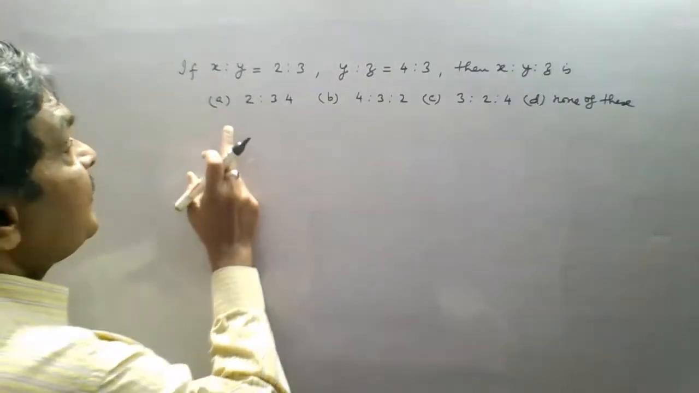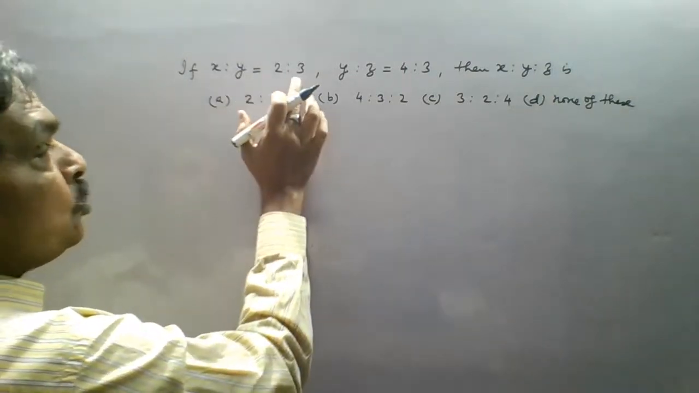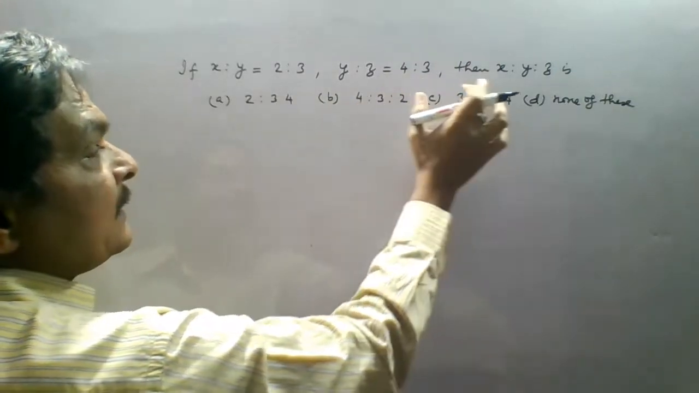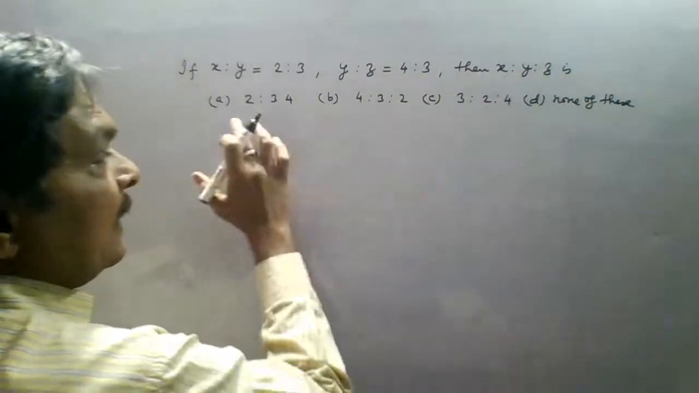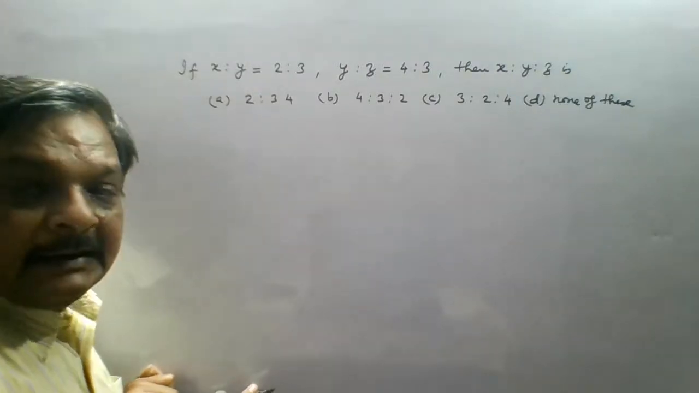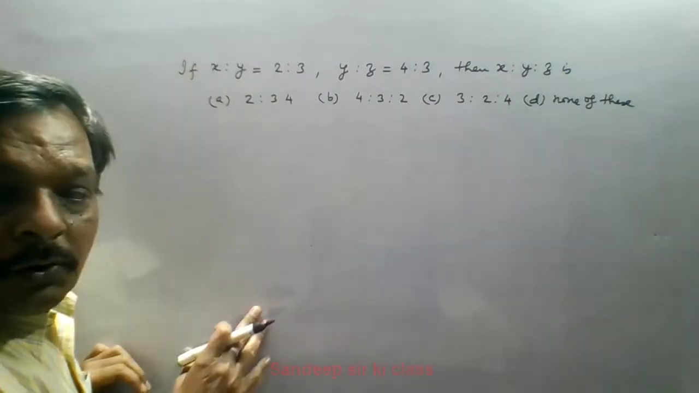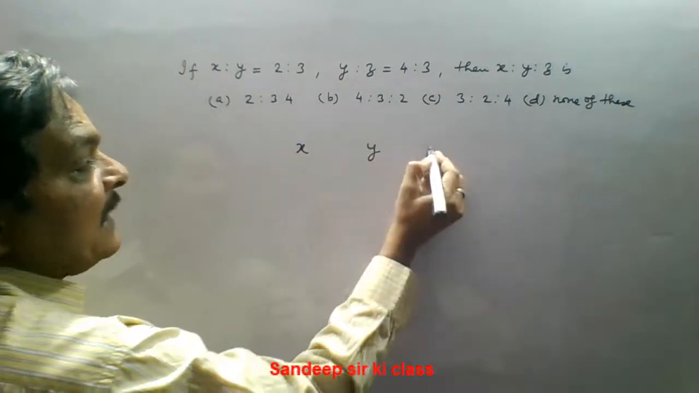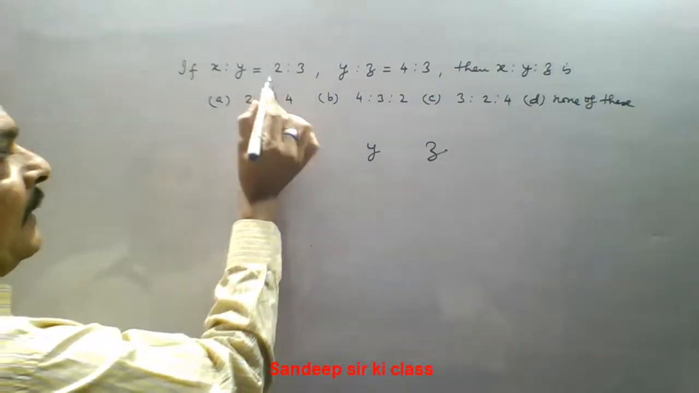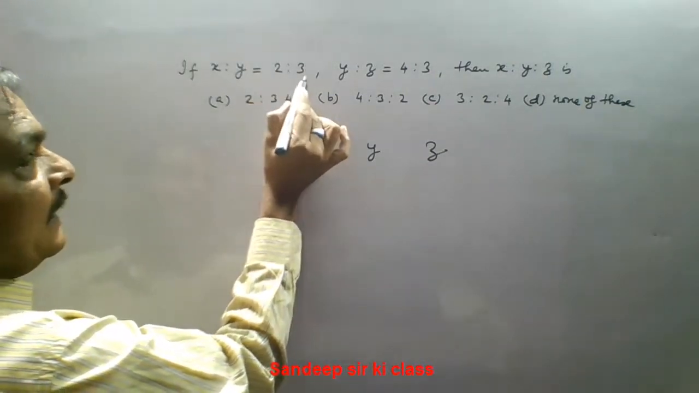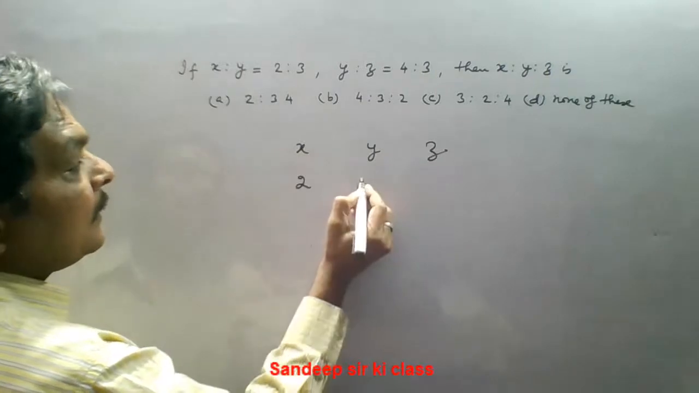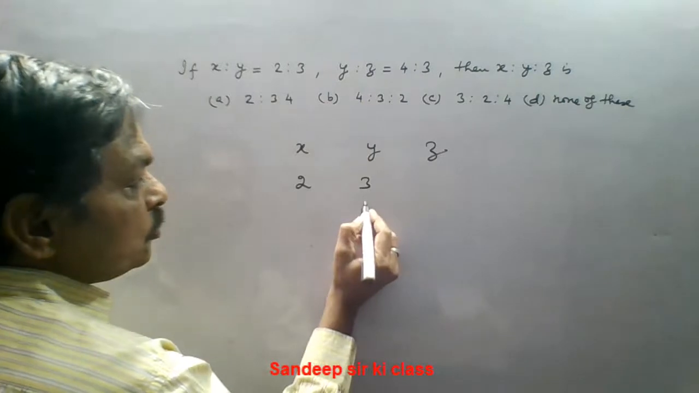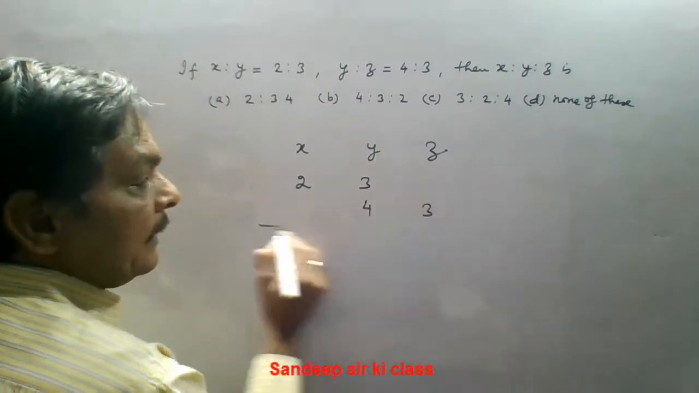Our next problem is that if x is to y is 2 is to 3, y is to z is 4 is to 3, then what is x ratio y ratio z? And these are the options given. We have seen such problems earlier also. So with the same lines, we write x, y, z, and whatever is written below x and y, we write here 2, 3. Now here y ratio z is 4 is to 3. So we write 4 here and 3 here.